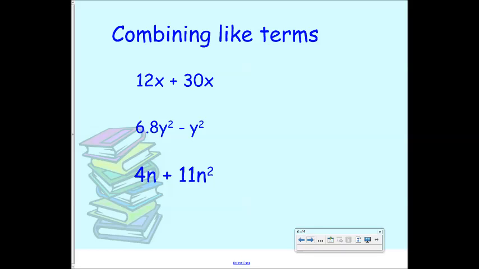Okay, so let's talk combining like terms. Before we talk about combining like terms, what does that mean, like terms? The variable is the same. Okay, so the variable has to be the same. And what else has to be the same? The exponent. So a variable and an exponent has to be the same.